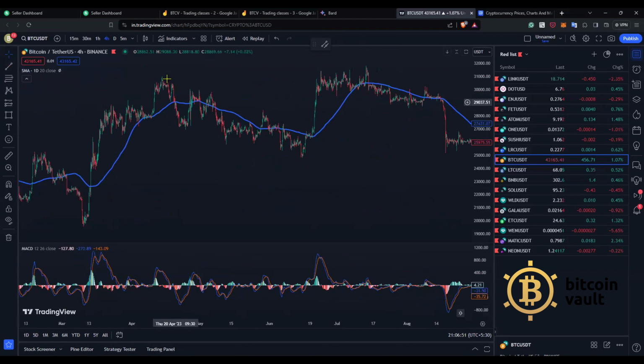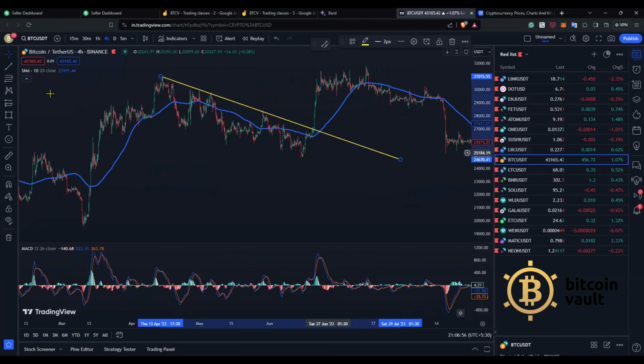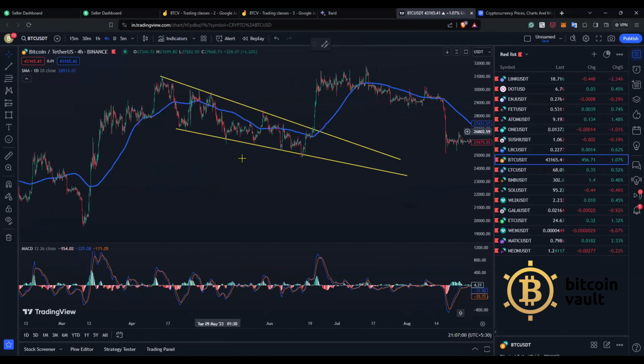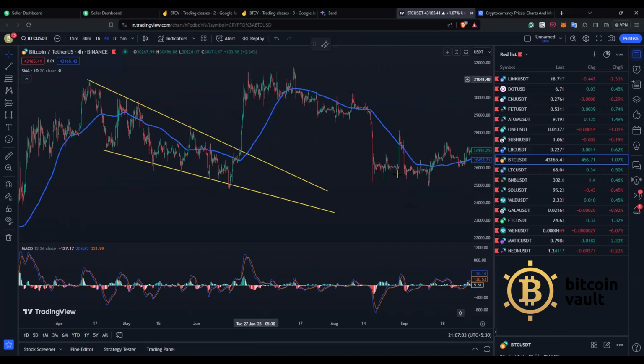I think I can draw this one also as a falling wedge, I think. Yeah, this can also be a falling wedge. The market then again moved up in this case.